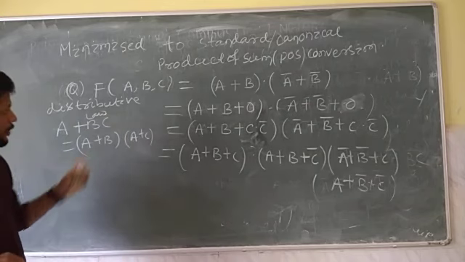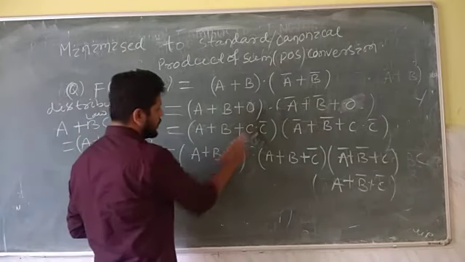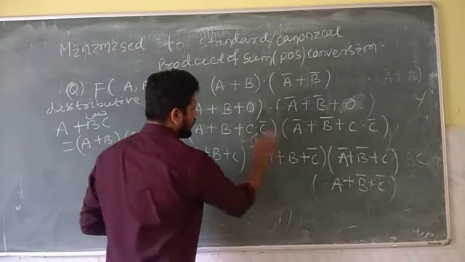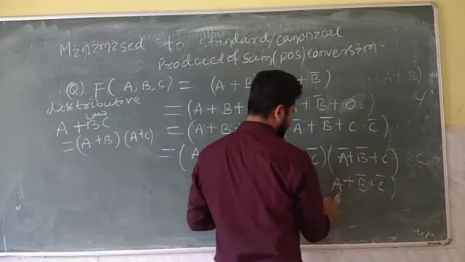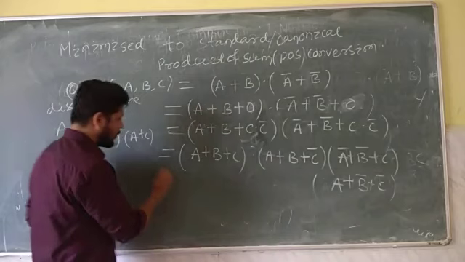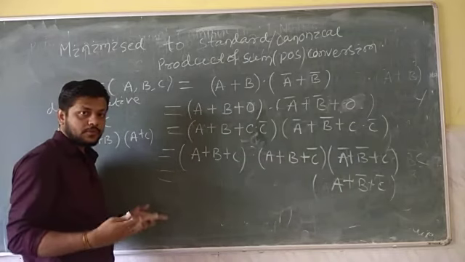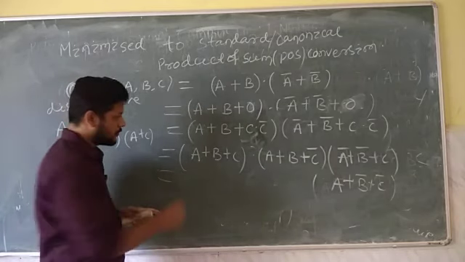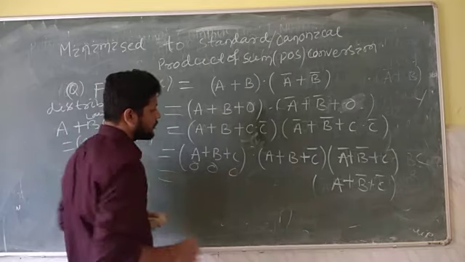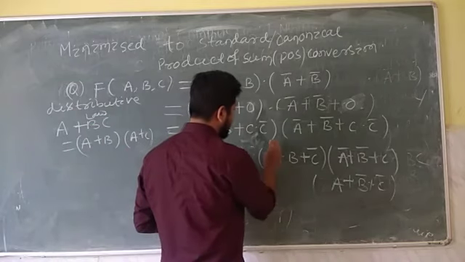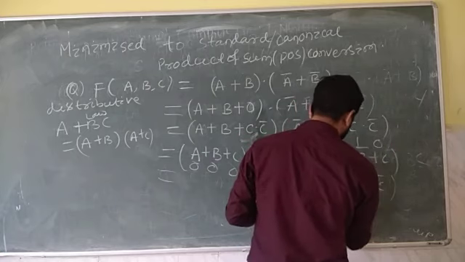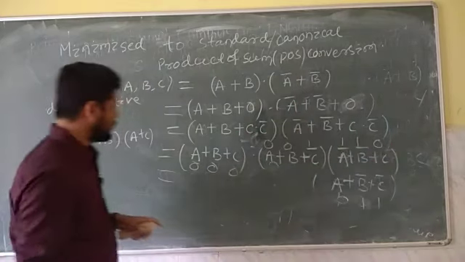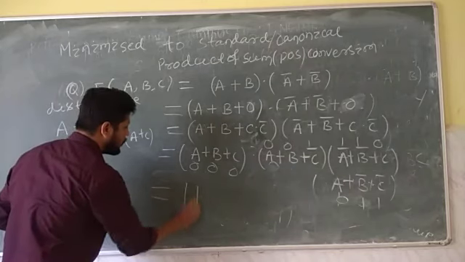I have already taught you about this distributive law. So here a plus b plus c, a plus b plus c bar. Then a bar plus b bar plus c, and a bar plus b bar plus c bar. So I have already explained you, in case of product of sum form, variable means 0. So this is 0, 0, 0. This can be written as 0, 0, 1. This is your 1, 1, 0, and this is your 0, 1, 1.